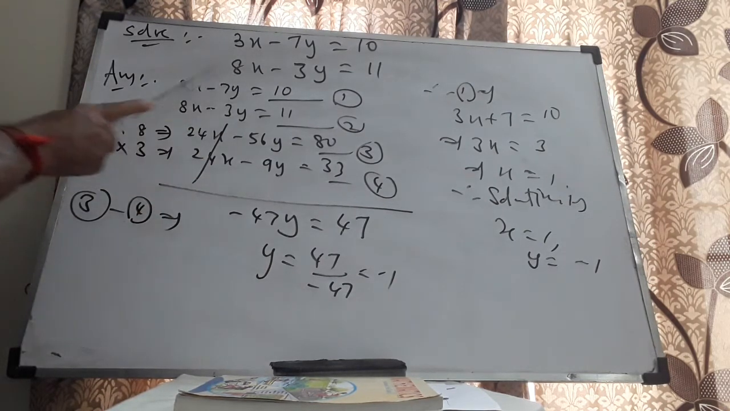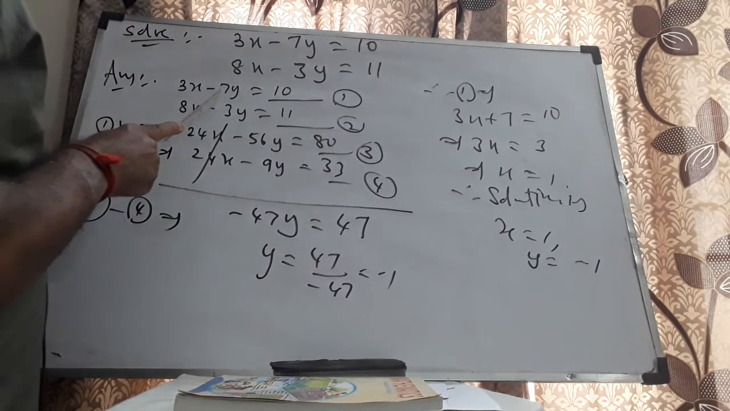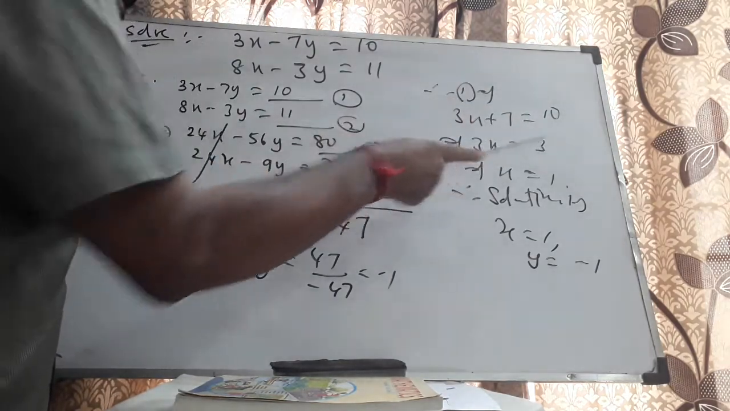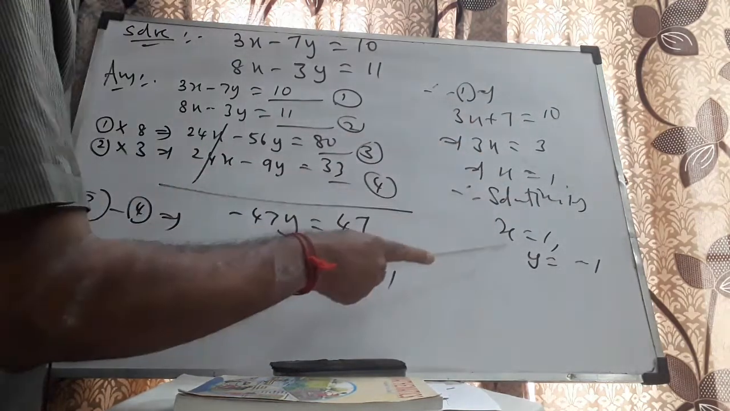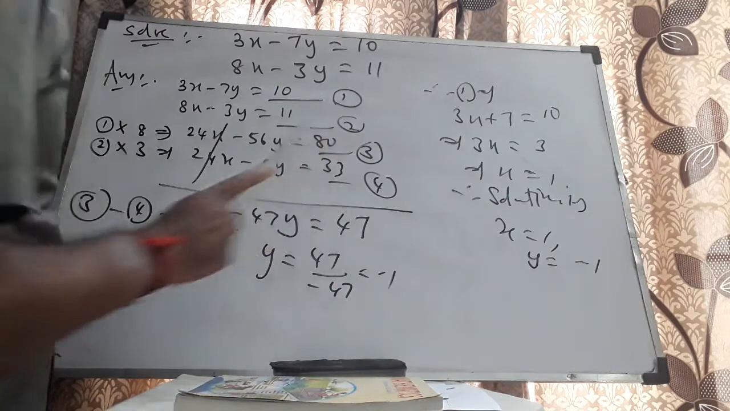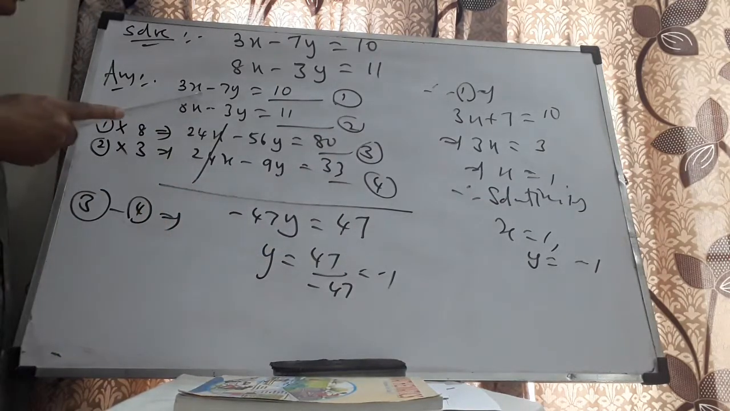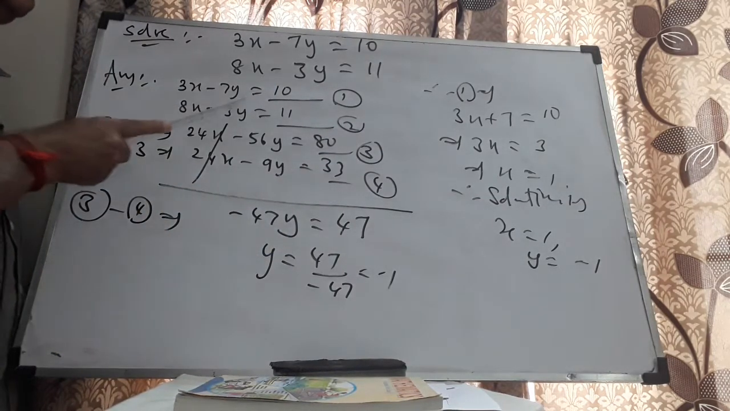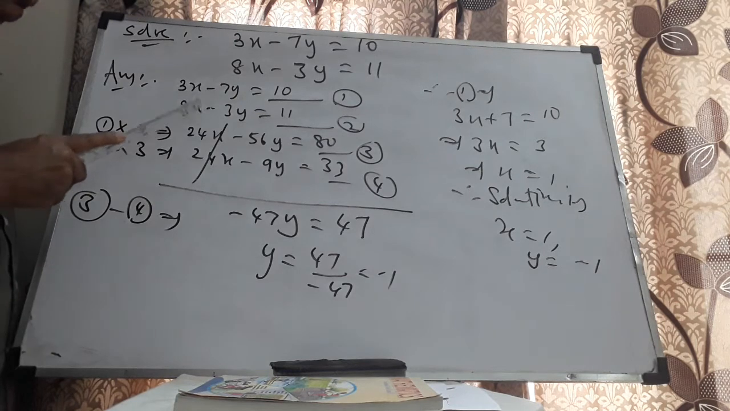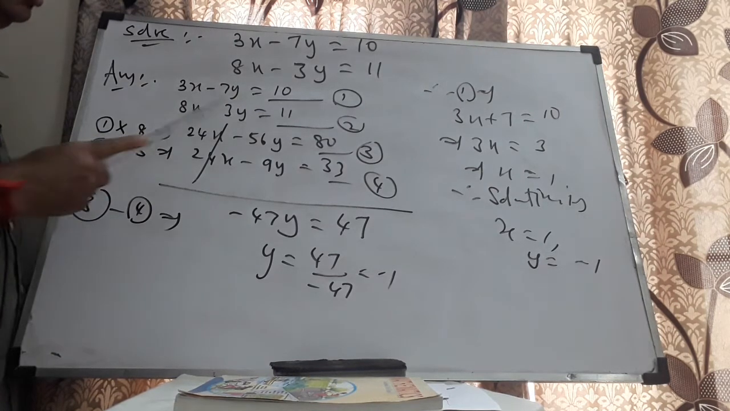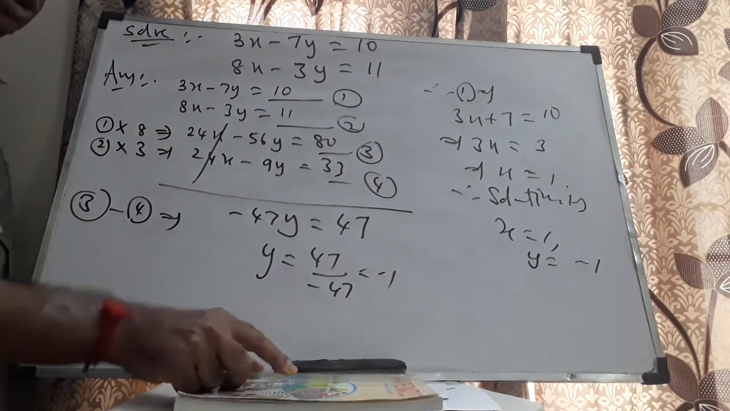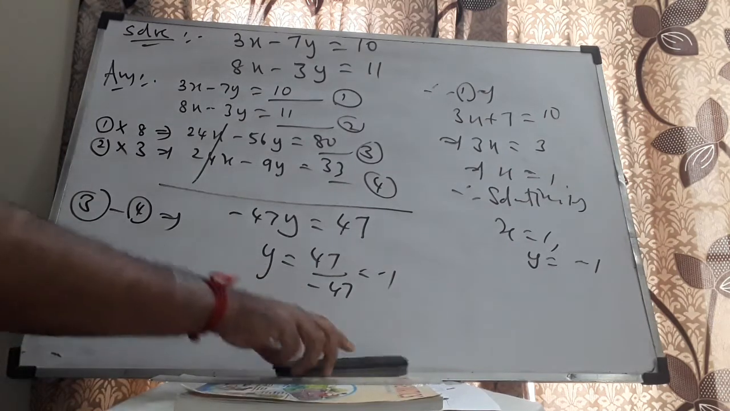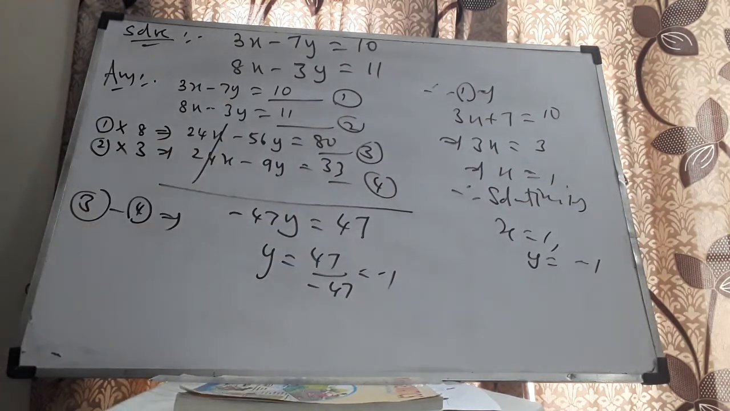Therefore, substitute in equation 1: 3x minus 7 into minus 1, which is plus 7, is equal to 10. 3x equals 3, so x is equal to 1. The solution is x equal to 1, y is equal to minus 1. You can check here: 3 into 1, minus 7 into minus 1 is plus 7, 3 plus 7 is 10. 8 into 1 is 8, minus 3 into minus 1 is plus 3, 8 plus 3 is 11. It satisfies both the equations. Therefore, my solution is correct.